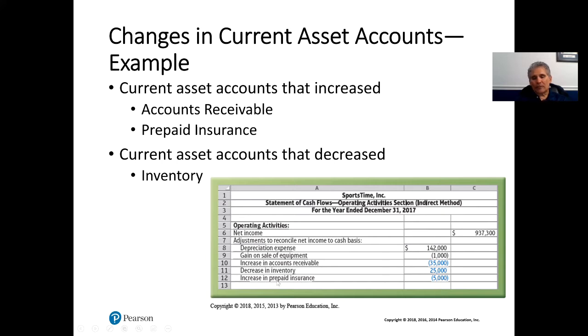There was an increase in prepaid insurance. That's a decrease to the statement of cash flows. So these three here are examples of the inverse relationship between the current assets and the statement of cash flows. If one has gone up, then they go down on the statement of cash flows. If they've gone down, they go up on the statement of cash flows.